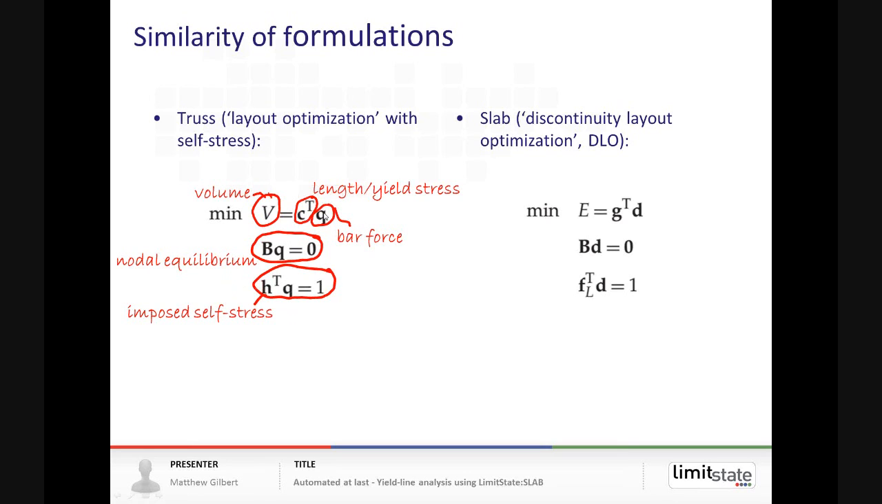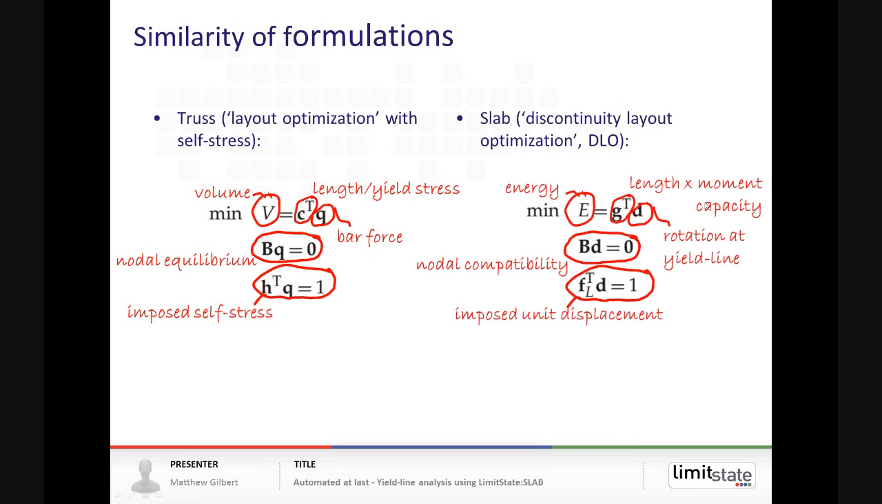Problem variables remain the same, bar forces. For the slab problem, what we find is that a mathematically equivalent formulation involves, instead of bar forces, actually rotations at yield lines, and instead of nodal equilibrium, nodal compatibility. So we're actually looking at a mathematically equivalent formulation which isn't an equilibrium formulation, it's actually a work formulation involving compatibility. Instead of minimizing volume, we're minimizing energy. Instead of applying self-stress, we're applying a unit displacement according to the principle of virtual work.